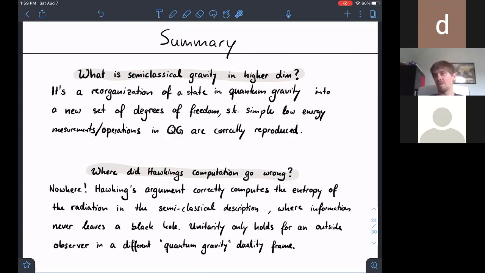And then secondly, the question of where Hawking's computation went wrong has an answer which is simply, well, nowhere. It's a completely fine computation. The point is just that it has been done in the semi-classical description, which is not apt for answering questions about purity of states and so on, because these are very complex questions. In order to answer them, we really should be using some formulation of quantum gravity, which, well, we don't really have yet. Okay, so that's all I want to say. Thanks for listening.